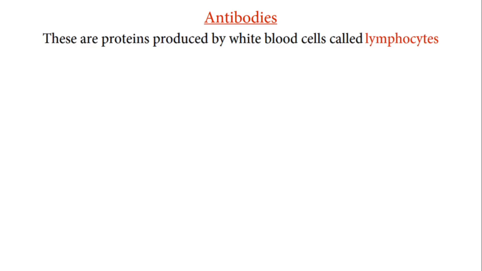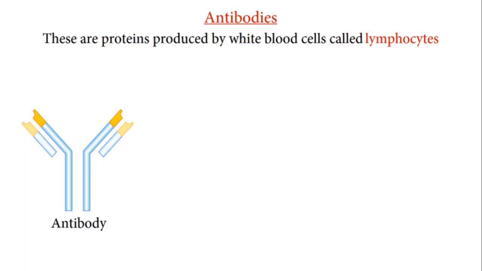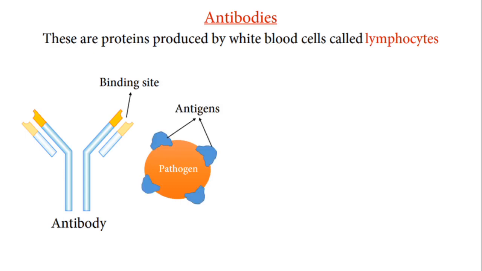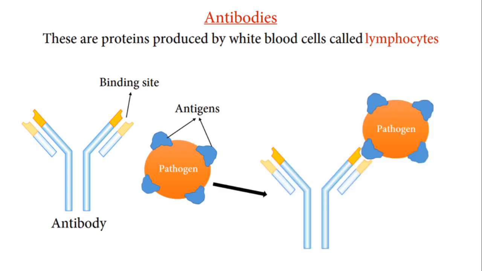I am sure you must have heard of antibodies. These are proteins produced by white blood cells called lymphocytes. Each antibody has a binding site, which can lock onto pathogens such as bacteria. Each pathogen has antigens on its surface, and these antigens are of a complementary shape to the binding site of an antibody.